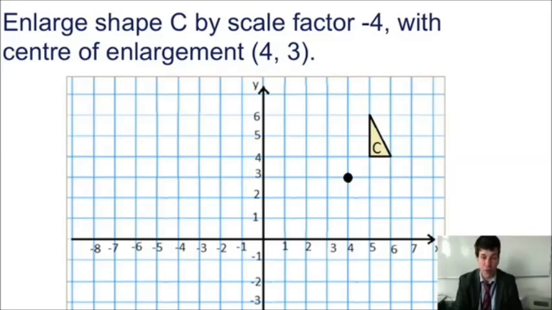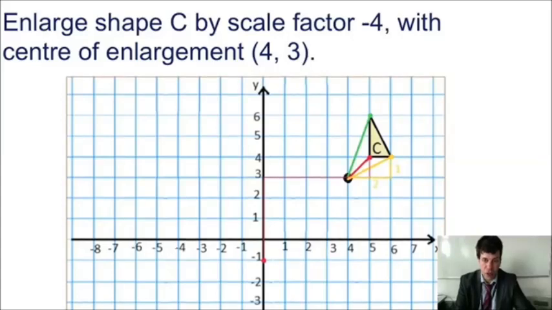Let's plot our 3 vertices of the object triangle C. The green, red and yellow vertices are plotted. Looking at the red vertex, it's 1 unit along, 1 unit up from the centre of enlargement. A scale factor 4 would place the image vertex 4 units along, 4 units up. But the scale factor is negative, so it should be 4 units back, 4 units down. Our vertex is on the coordinate 0, -1.